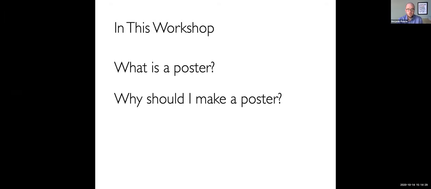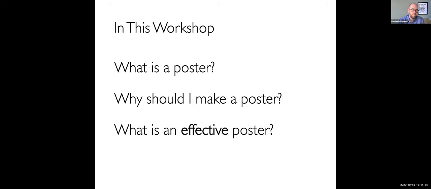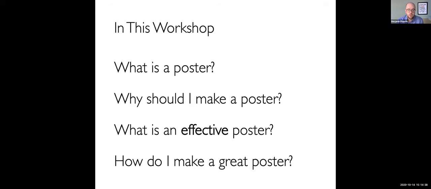Do you give a talk? Do you give a poster? What are the advantages, challenges of making a poster? What do we mean when we say effective poster? What do we need a poster to do? And then we'll spend most of our time on how to make a great poster. What do I put on it? How do I start? What do I use? And all of those questions.